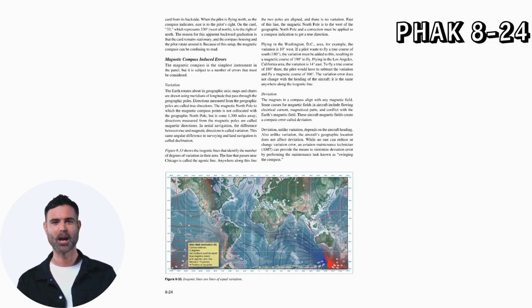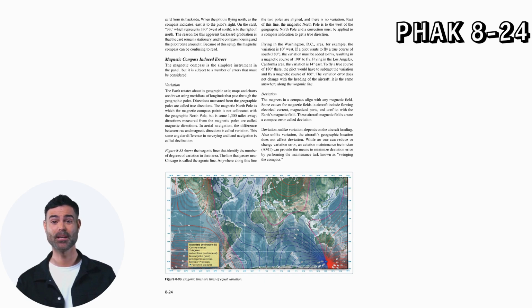If a pilot wants to fly a true course of south 180 degrees, the variation must be added to this, resulting in a magnetic course of 190 degrees to fly. Flying in the Los Angeles, California area, the variation is 14 degrees east. To fly a true course of 180 degrees there, the pilot would have to subtract the variation and fly a magnetic course of 166 degrees. The variation error does not change with the heading of the aircraft. It is the same anywhere along the isogonic line. Deviation. The magnets in a compass align with any magnetic field.